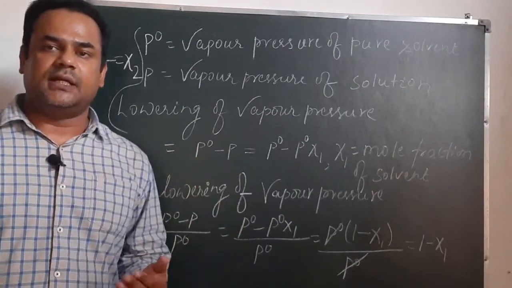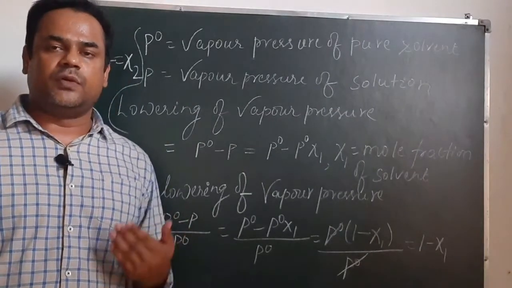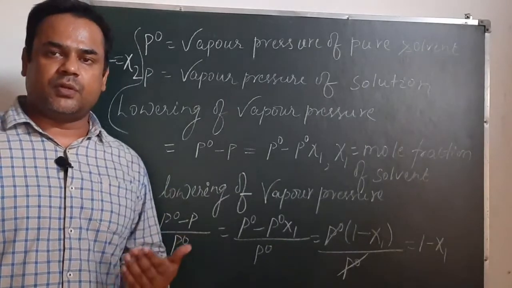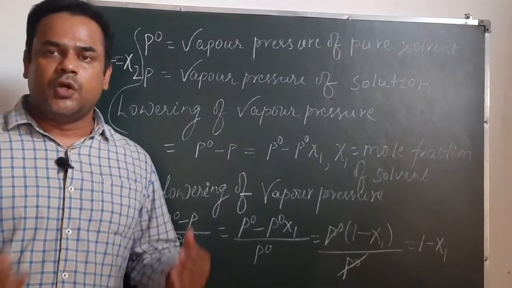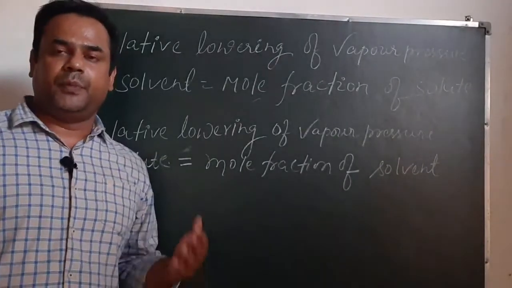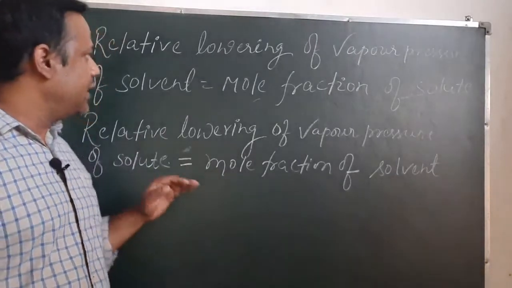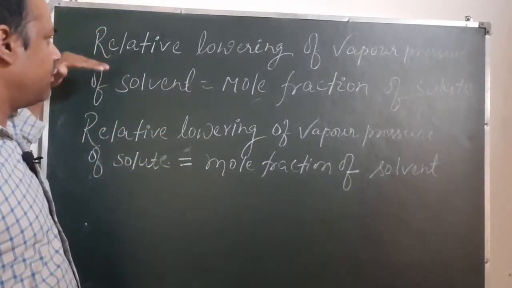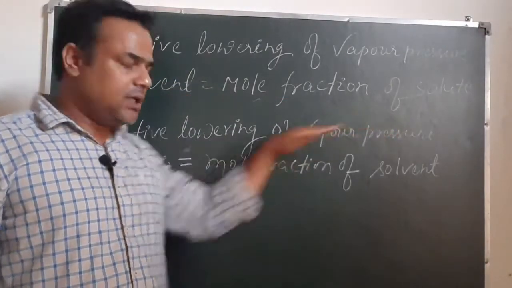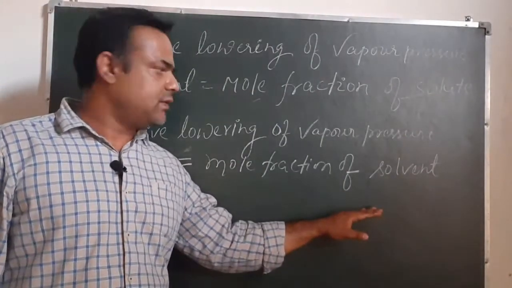So we can say that the relative lowering of vapor pressure of solvent is equal to the mole fraction of solute, and the relative lowering of vapor pressure of solute is equal to the mole fraction of solvent. So if we prepare a solution by mixing a volatile solute as well as a volatile solvent, in that case the relative lowering of vapor pressure of solvent will be equal to the mole fraction of solute, and the relative lowering of vapor pressure of solute will be equal to the mole fraction of solvent.